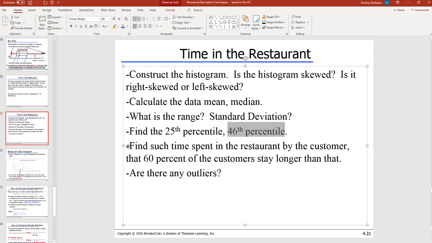And then find such time spent in the restaurant by customers that 60% of the customers stay longer than that time. Okay, so that's also actually about finding the percentile, but which specifically. Alright, we're going to find out. And finally, are there any outliers? Okay, so let's go with this plan.